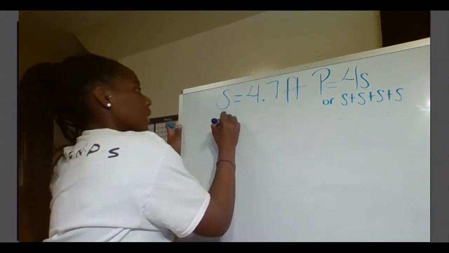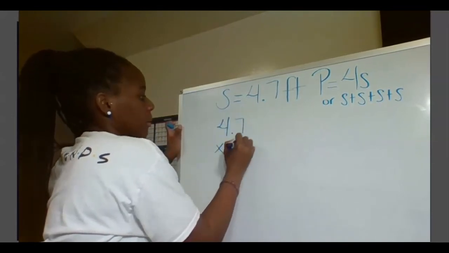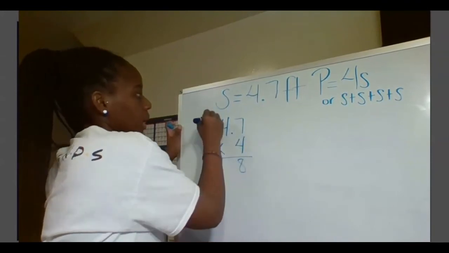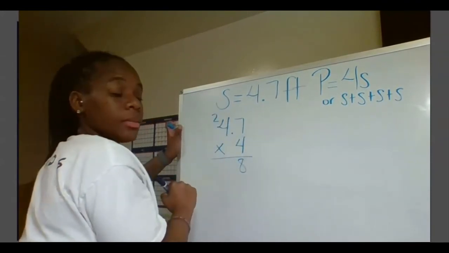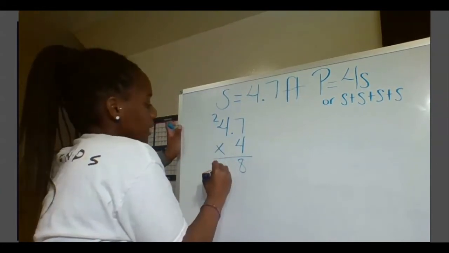So I'll take 4 and 7/10 and multiply it by 4. 4 times 7 gives me 28. Carry the 2. 4 times 4 gives me 16 plus 2, which is 18.